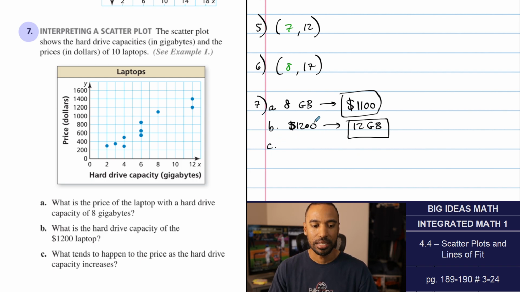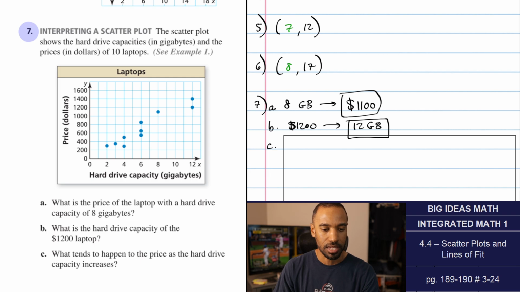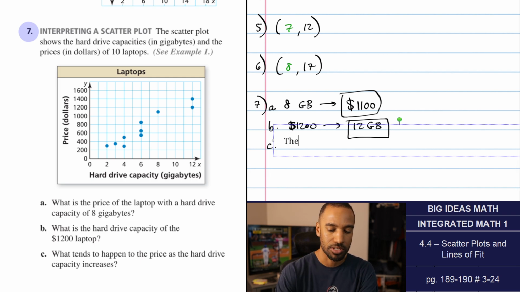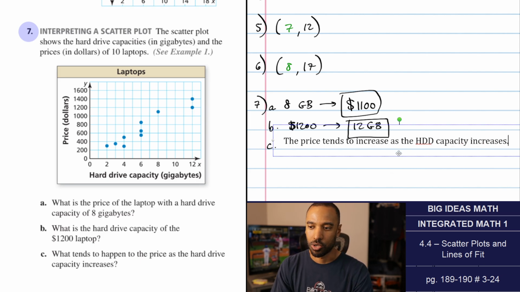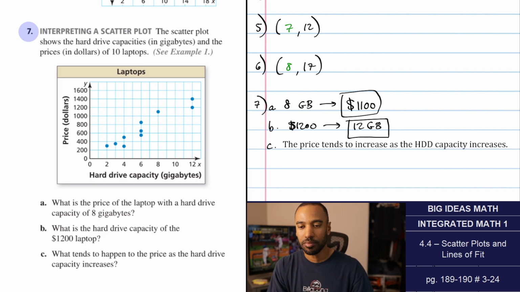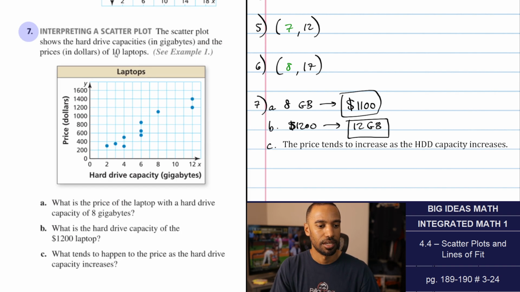Part C, what tends to happen to the price as the hard drive capacity increases? We see this upward trend. I know we're not doing lines of fit right now, but we see a positive trend there. So as X increases, Y increases. So the price tends to increase as the hard drive capacity increases. Put HDD. That's hard drive shorthand for you. Okay, that's number 7.